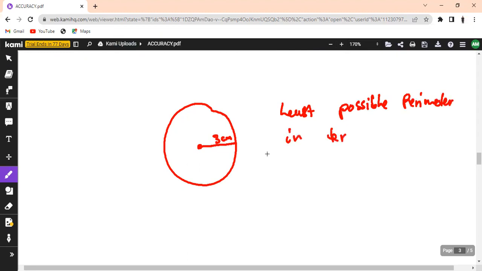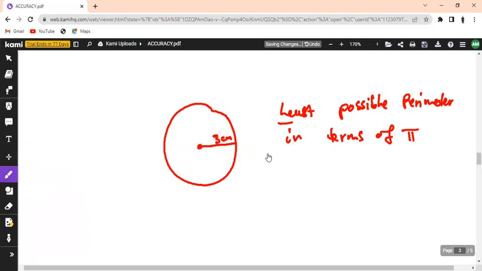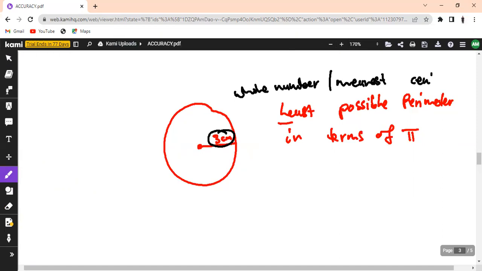Okay, in terms of what? In terms of pi, like this. Okay, so here we need the least, so we are going to work with the least. If they said maximum, you work with the maximum. So what is the least value if this 3 was rounded off to the nearest whole number, which is to the nearest what? To the nearest centimeter. What does it mean about the limits?